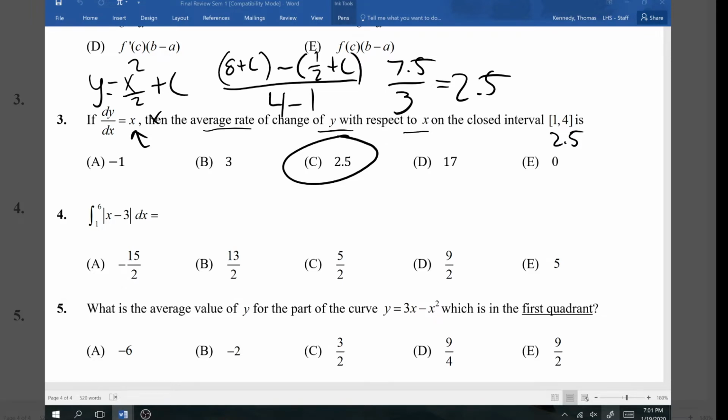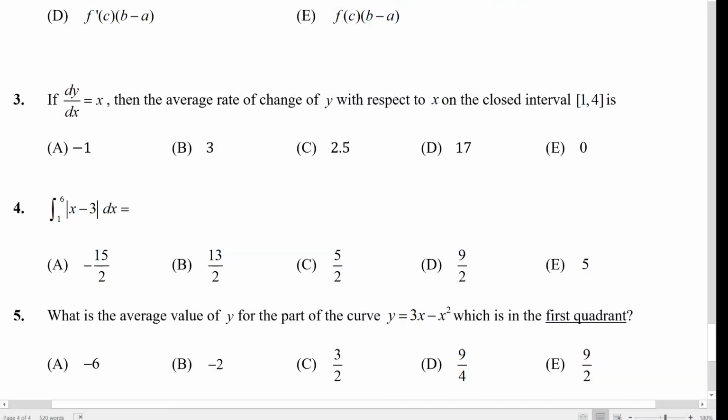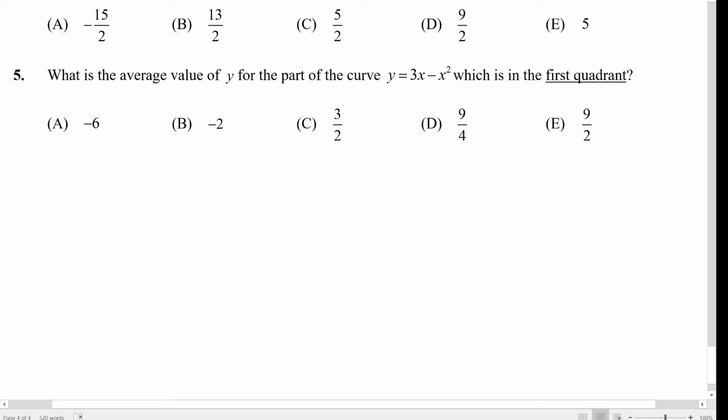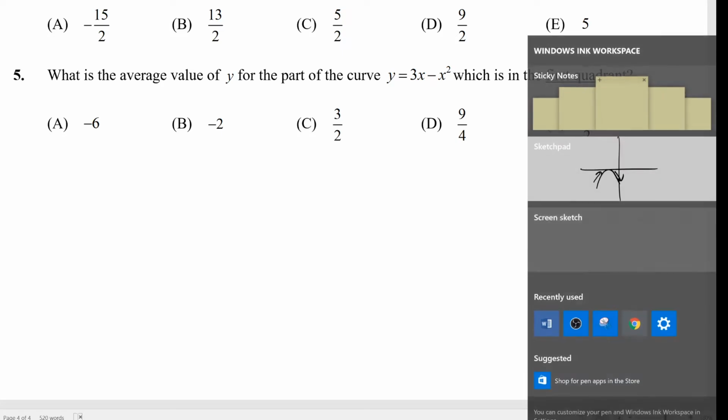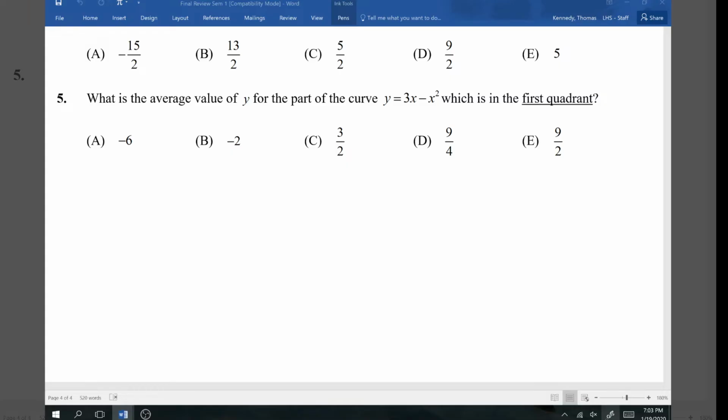Let's go to Emma's second question, which was 5. What is the average value of y for the curve? Okay, yeah, first quadrant question. So in order to do this question, you have to know what the graph looks like. And to do that, you factor out an x, and you get the two zeros of this function are 0 and 3 from those two spots respectively. It's an upside down parabola, which means it looks something like this.